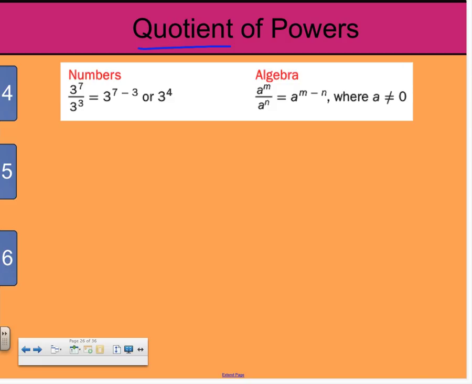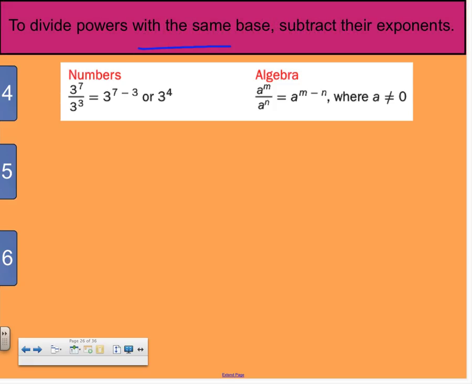And what are we going to do now that we're dividing? Well, to divide powers with the same base, we subtract their exponents. So that's interesting. When we multiplied the bases, we added the exponents. When we divide the bases, we subtract the exponents. So let's look at a few examples here.